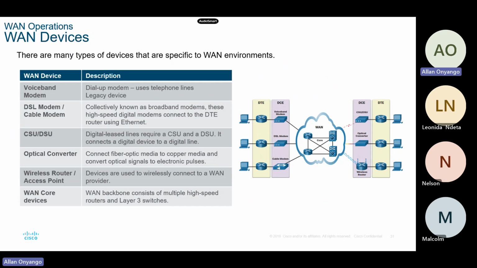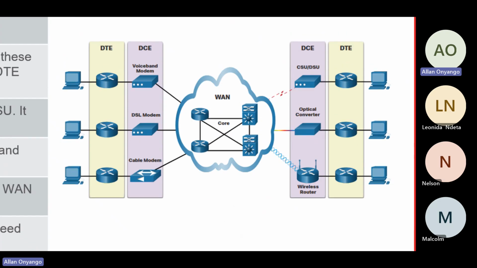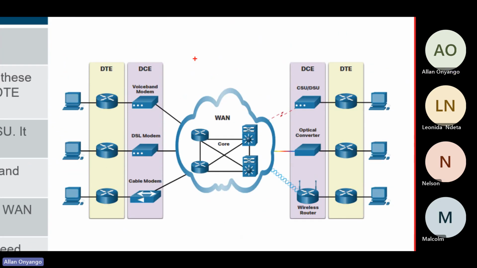Now, what are some of the devices you normally find within the ISP? We have devices like the voice band modem, okay, for telephone lines. We have the DSL modem, the digital subscriber line modem. We have the DSU or CSU. We have the optical converter, wireless routers, WAN switch. So let me just zoom in on this so that you can see them.